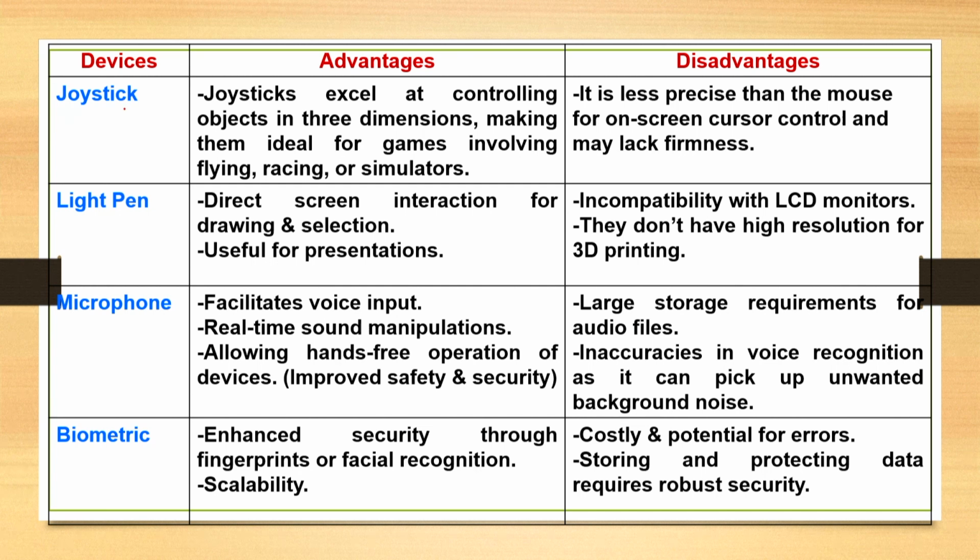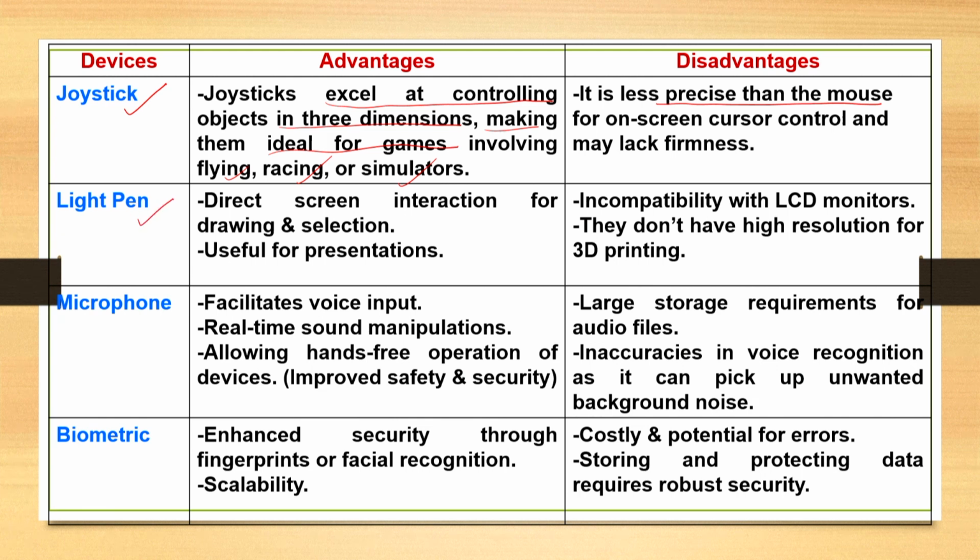So, first one is the joystick. I told you earlier it is used in gaming. Joysticks excel at controlling objects in 3 dimensions, which makes them ideal for games that involve flying, racing or simulators. The limitation with this is that it is less precise than the mouse for on-screen cursor control and may lack firmness.